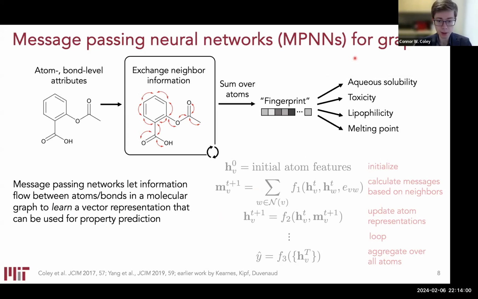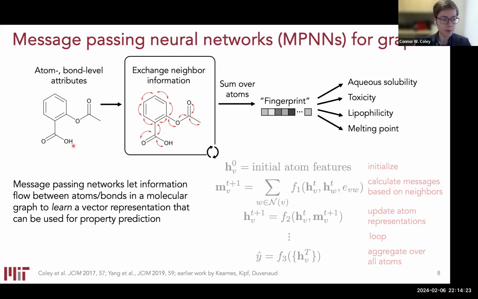So when we apply MPNNs to graphs, the basic idea is that we'll start off with some simple features describing each atom and each bond. Over the course of multiple iterations or convolutions, we will allow messages to be sent between atoms, and we can update the representation at each atom to enrich its local chemical environment.